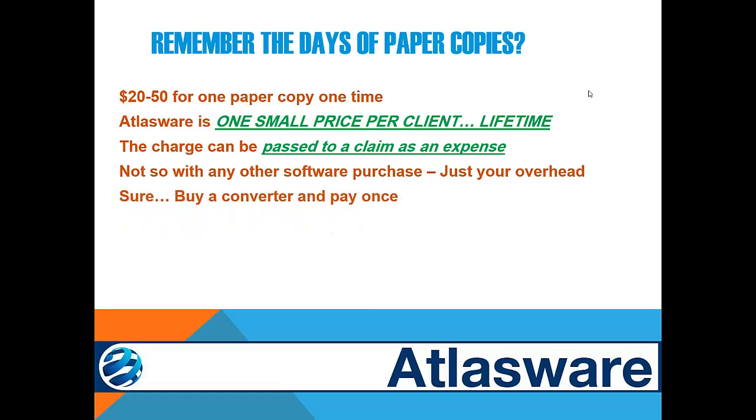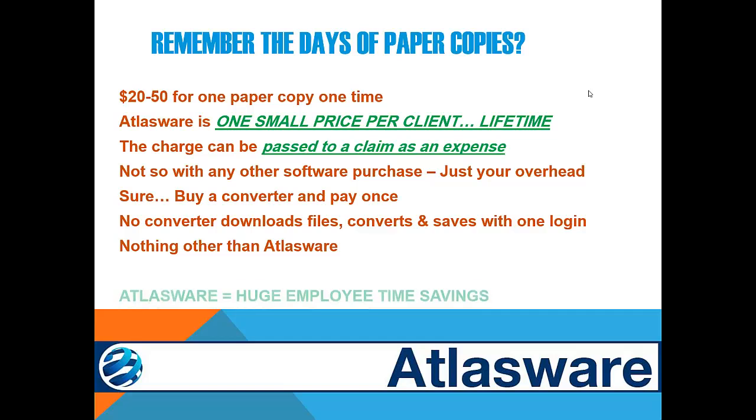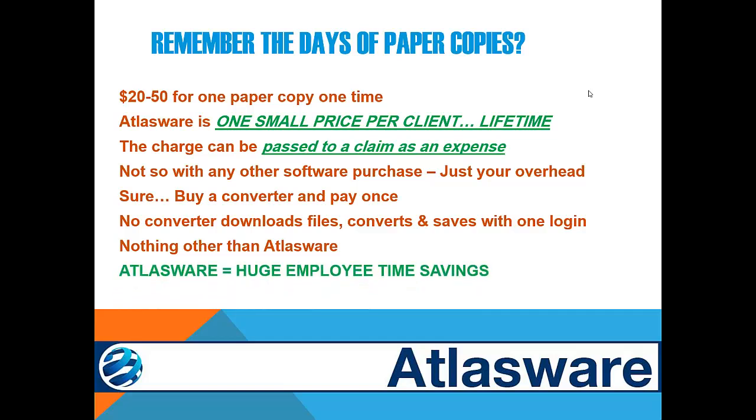Well, some of you are saying, sure, I'm just going to buy a computer and I'm going to pay once. Well, I'm telling you right now, it's rather short-handed for all the things that I've been talking about. If you look at the big picture, there's no converter that you can buy that downloads files, converts them, and saves it all with one login. There's nothing but Atlasware. Atlasware equals a huge employee time savings. When you look at the big picture of getting your file and getting in a position for you to start preparing, there's no choice. If you use a converter, you pay for the software costs for each computer, and then you pay for the time they spend to download it and pick it up and convert it. And download, by the way, should be in bold and should be over the entire slide. Atlasware is much cheaper.